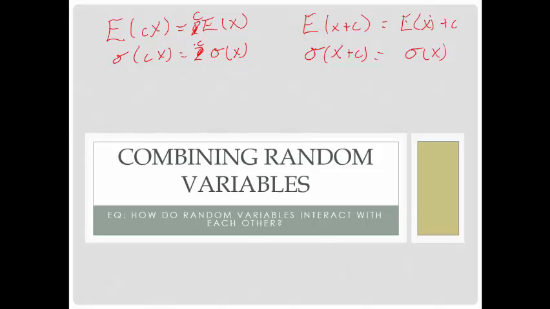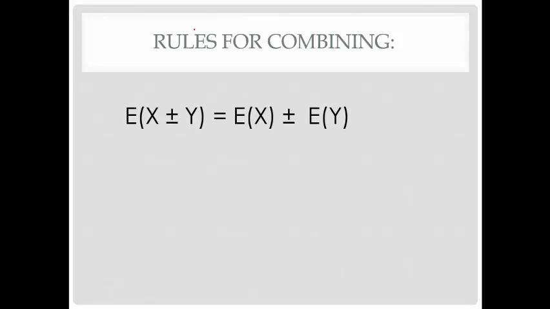Here, what we're going to look at is combining random variables. So now let's say that we're going to put two different distributions together, which is slightly different. The rules for combining these things: if we combine random variables, remember, expected value is the same thing as the mean. So this would be the mean of x plus the mean of y.